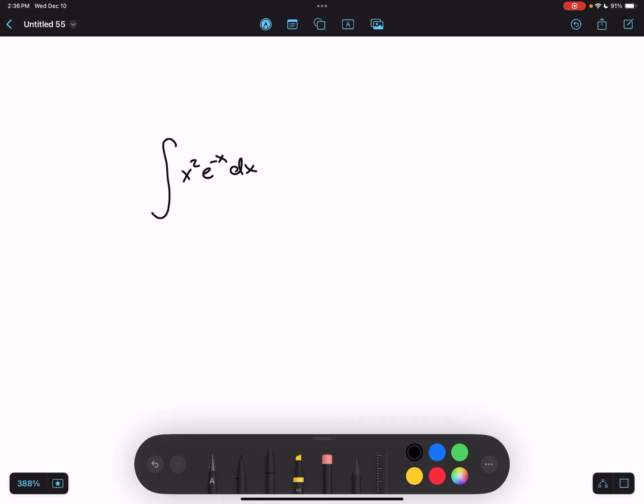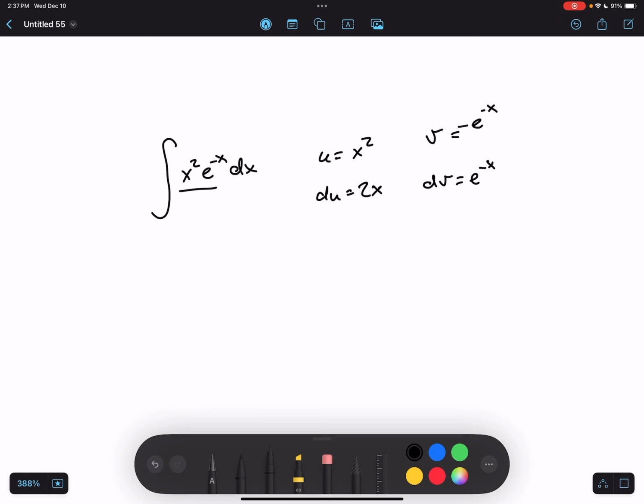Here we've got the integral of x squared e to the negative x dx, and we're working with a product here that does not appear to be easily solved with a u sub. So what we can do is let u equal x squared, du then becomes 2x, dv of course is e to the negative x, and then to integrate that we get v equals e to negative x over negative 1, but we'll just put a negative out front to remedy the negative 1.